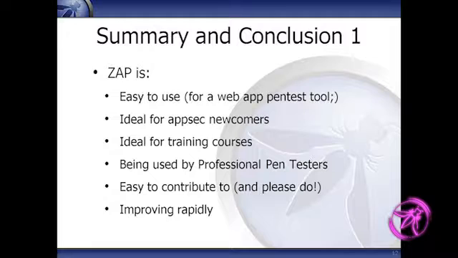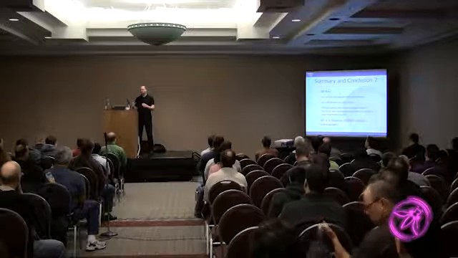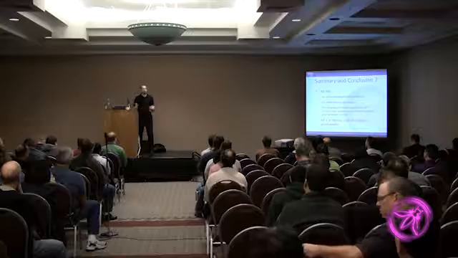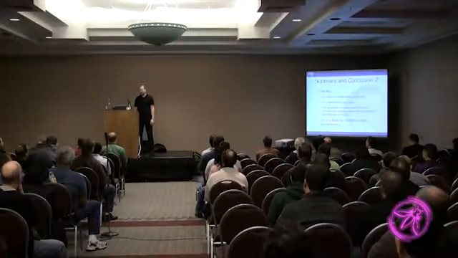And I'm told I'm out of time. So very quickly, it's got an active development community. There's a lot of people getting involved. We've got an international user base. And I think it's got a huge potential to reach people that OWASP tools don't usually reach. And as you may know, I think it was mentioned yesterday, the OWASP projects are being restructured, and there's going to be a small number of flagship projects. And at the moment, ZAP has provisionally been labelled as one of those. So we're all delighted about that.